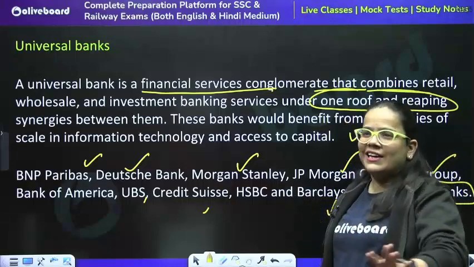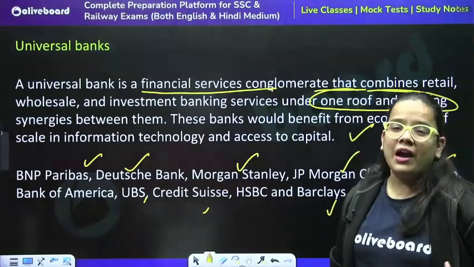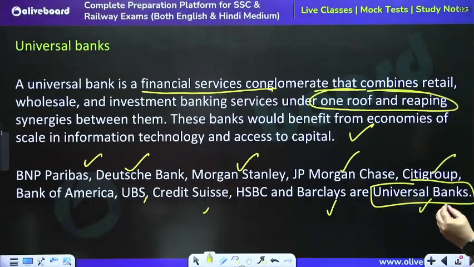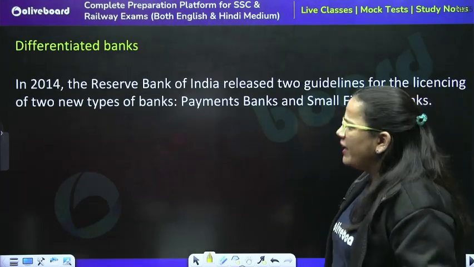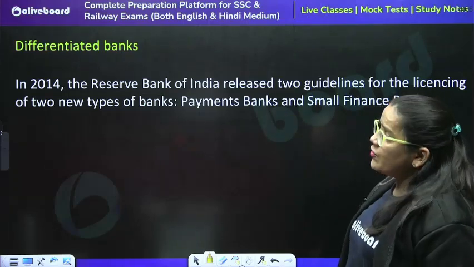You have not seen these types of questions till now because this is a very current part of the introduction to banking segment. I don't think I have seen a question from universal banks or the domestic banks part, but it is a part of the syllabus, so we are completing it. Differentiated banks.